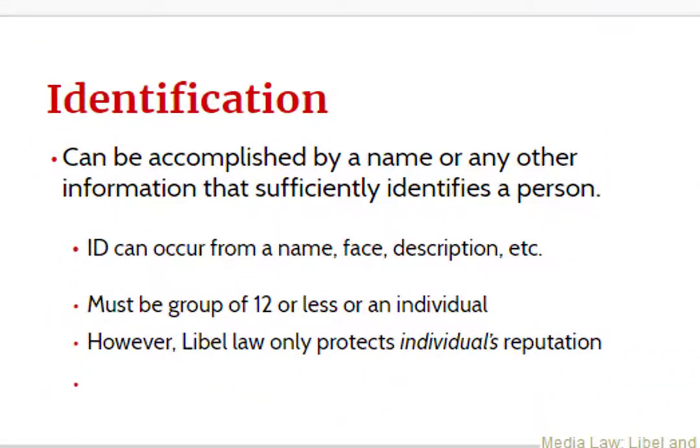The second element is identification, which means the person can be identified by their name or any other information that could sufficiently identify who they are. It can be from just their name, their face, or any other description of them. If the subject's identity has been disguised enough so that no one can reasonably make an identification, and the subject doesn't resemble some third party who would then have cause for complaint, then the person probably can't be sufficiently identified.